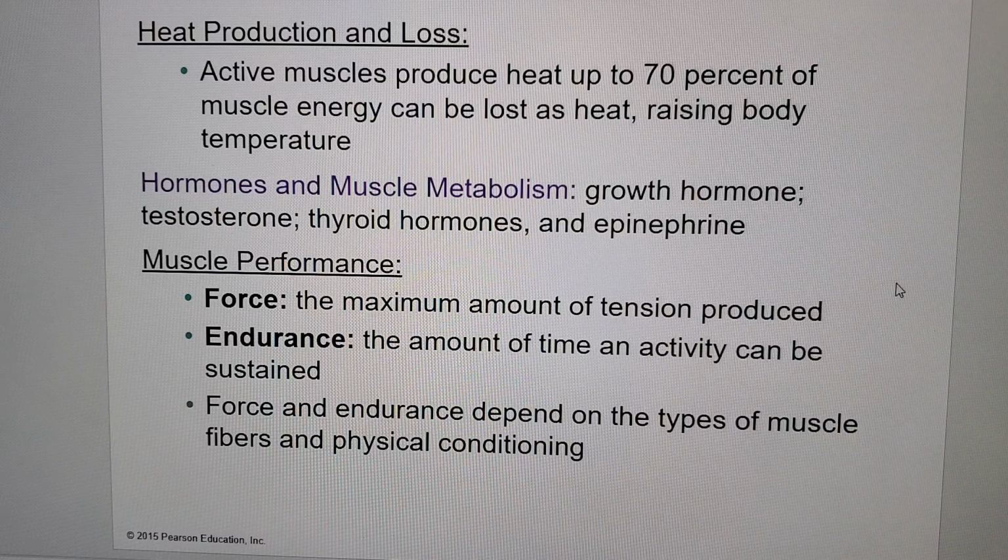Muscle performance. We have force and endurance. Force is the maximum amount of tension produced. What can your muscle produce as far as tension goes? That's the force. How long can it keep that activity up? How long can it be sustained? This is endurance. Force and endurance depend on the types of the muscle fibers and the physical conditioning. A person in great physical conditioning, someone with well-developed muscles, is going to have better force and better endurance.